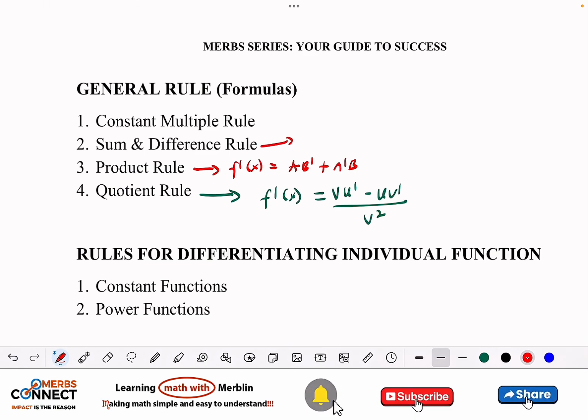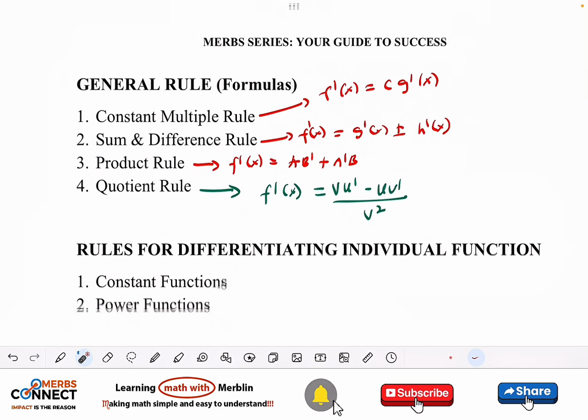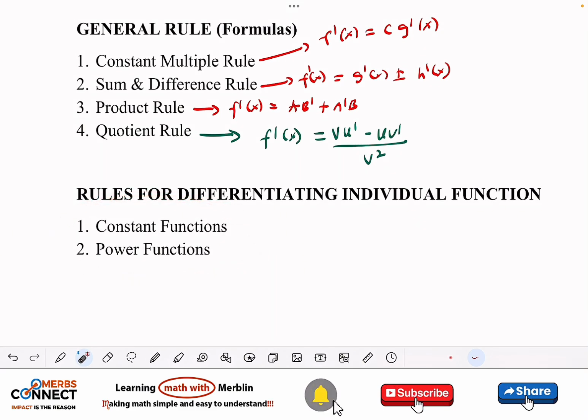This one, if I'm using other functions, I know that f of x is equal to g of x plus or minus h of x, because I'm dealing with the sum and difference rule, so f prime of x is g prime of x plus or minus h prime of x. And the constant multiple rule is f prime is equal to c g prime of x. So these are formulas that I need to learn. Knowing this is the best. Then the constant function rule and the power rule help us to differentiate the individual functions g prime, h prime, a prime, b prime, v prime, and u prime. These are the ones that help us to differentiate.